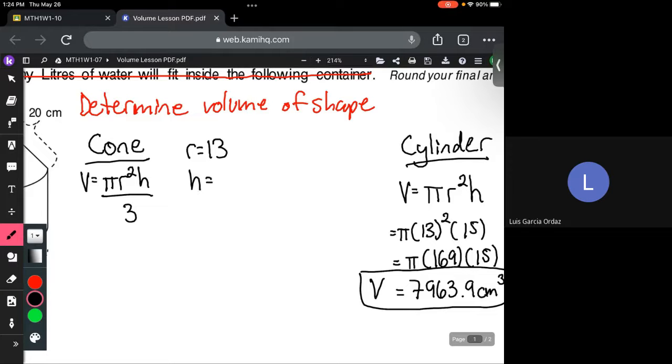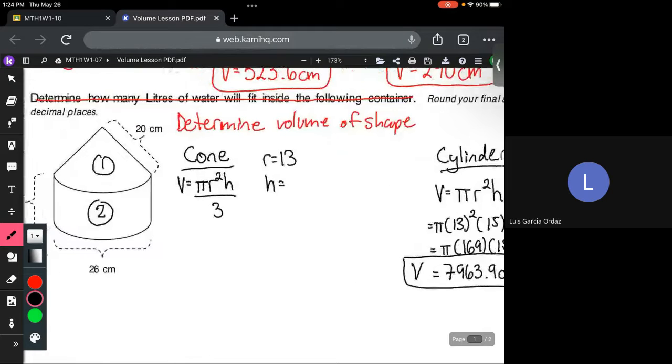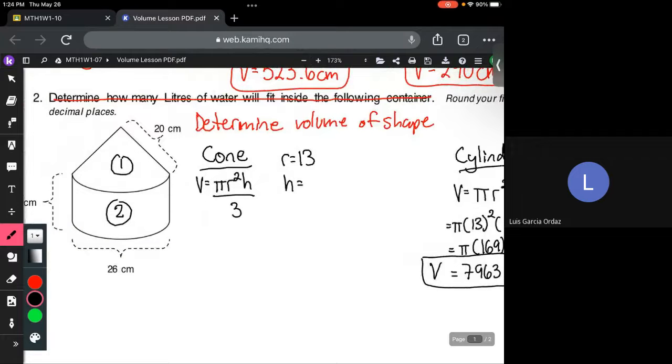All right. So if I look at the cone, do I have the height of the cone? No. So what is the first thing that we learned in this unit? So we're gonna have to use the Pythagorean theorem to find the height of my cone. So I know that this is 13 and I have 20. So this is what I basically have so far.